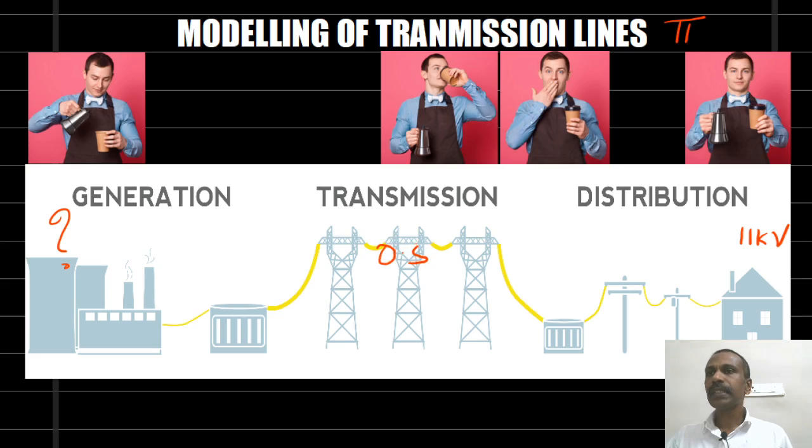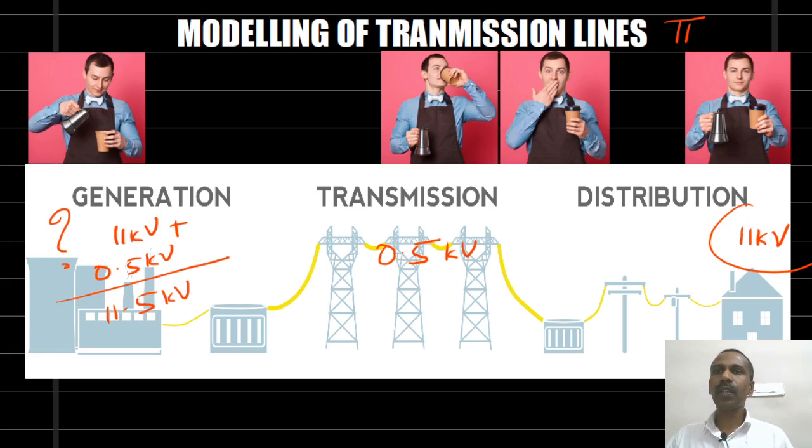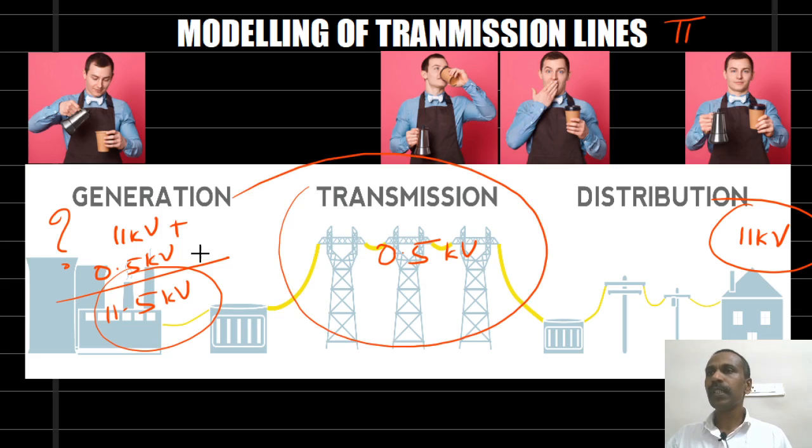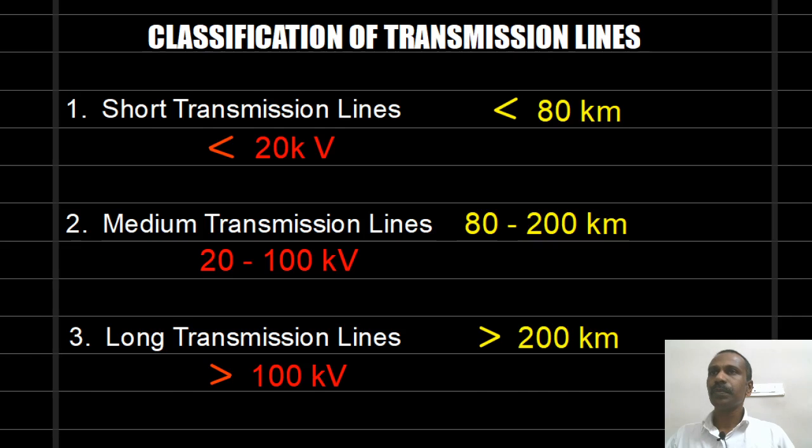Suppose the transmission line takes some 0.5 kilovolt. Now the generator should produce 11 kilovolt plus the drop in the transmission line, 0.5 kilovolt. So 11.5 kilovolt should be produced at the generator so that the consumer will get 11 kilovolt. So in order to find this generator voltage, you should know how much voltage the transmission line takes, or you should know the structure of this network. So that's why we study the modeling of transmission lines.